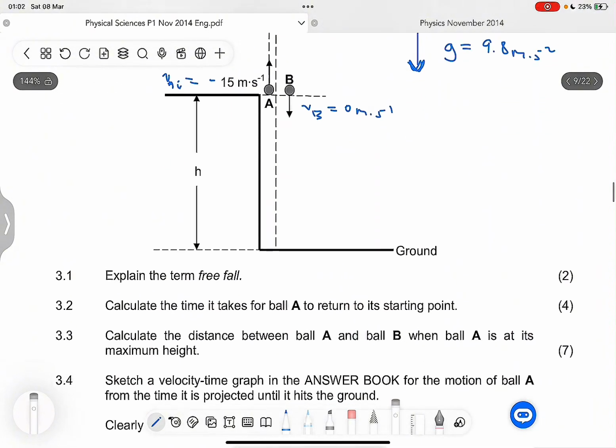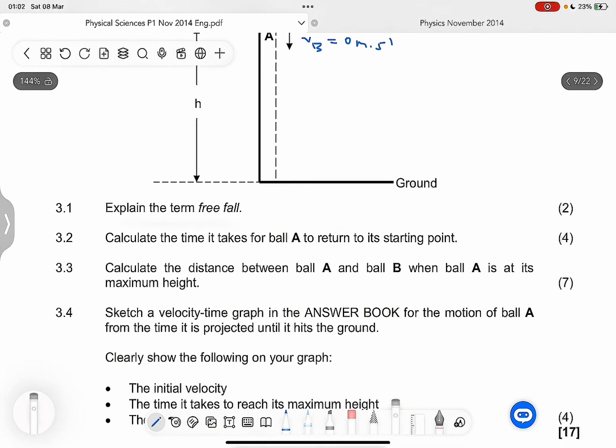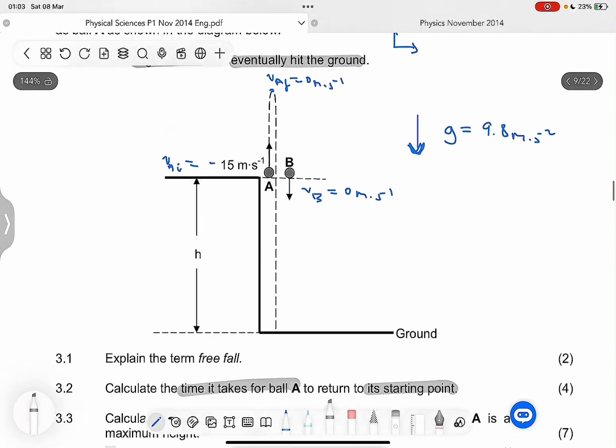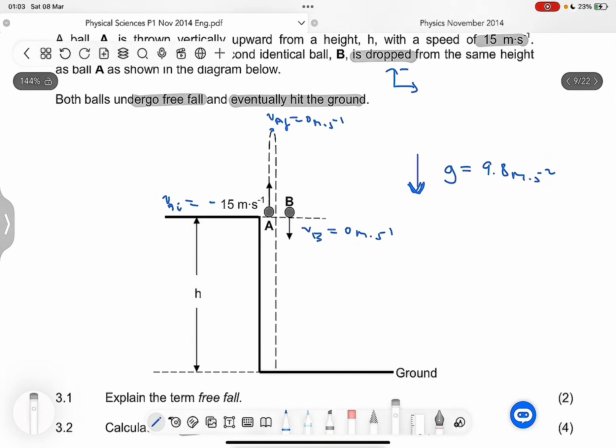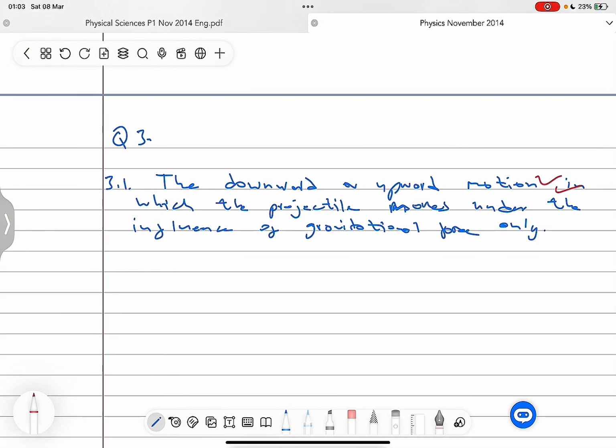Now we'll jump then to answering, meaning we go back to question 3.2 that says to us to calculate the time it takes ball A to return to the starting point. Very important. So now A will go up and come back here. The starting point we mean here at the height H. So what is the time that it takes to go up and come back down? How long does it take to go up and down?